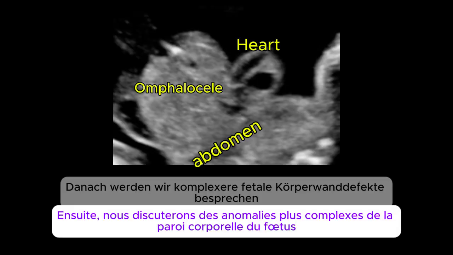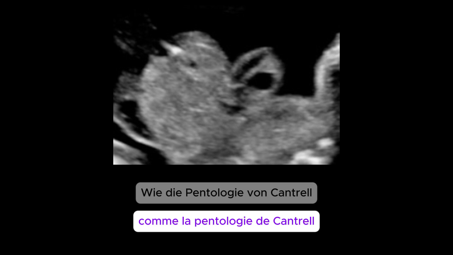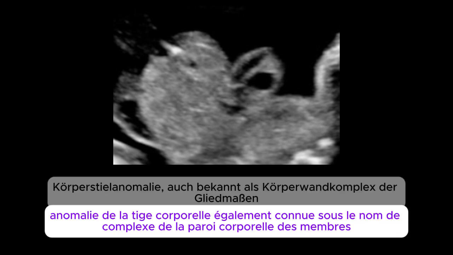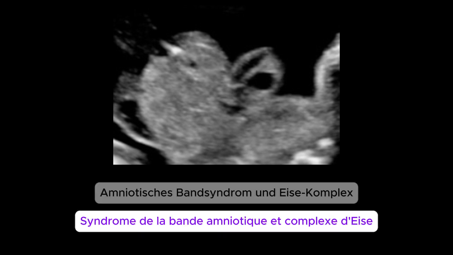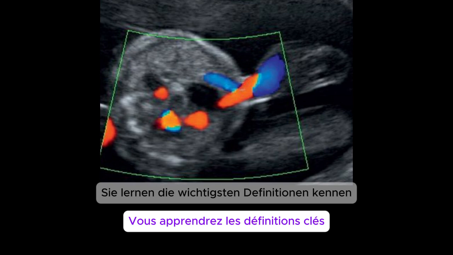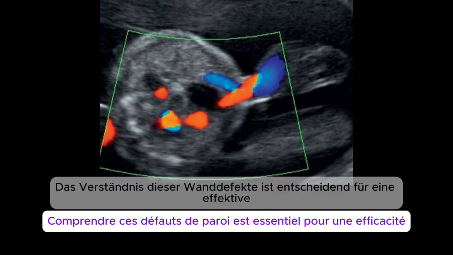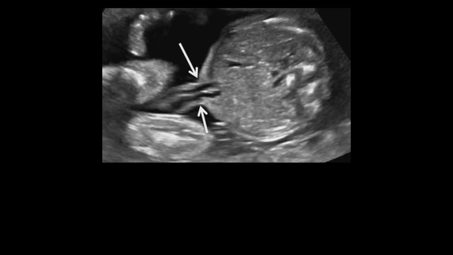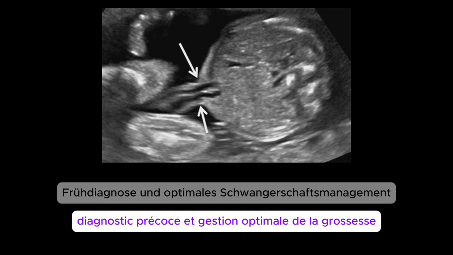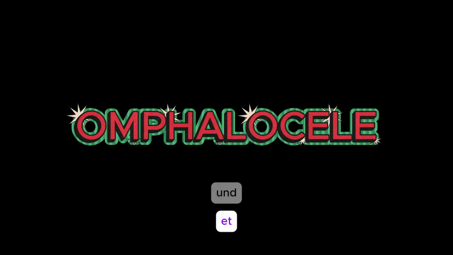Afterwards, we will discuss more complex fetal body wall defects, such as pentalogy of Cantrell, body stalk anomaly, also known as limb body wall complex, amniotic band syndrome, and OEIS complex. You'll learn key definitions, ultrasound findings, and clinical clues to help you accurately identify these conditions. Understanding these wall defects is vital for effective early diagnosis and optimal pregnancy management.